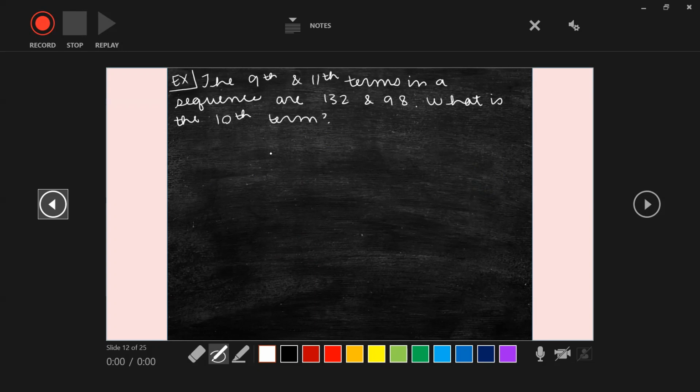So I can say, all right, my 9th term is 132. I don't know what my 10th term is. And the 11th term is 98. So this is the 9th one. This is the 11th one. This is my 10th one. How do you think we can find this? We can do it in the way that we just last solved, right? Or something that we can do is you can use the arithmetic mean.